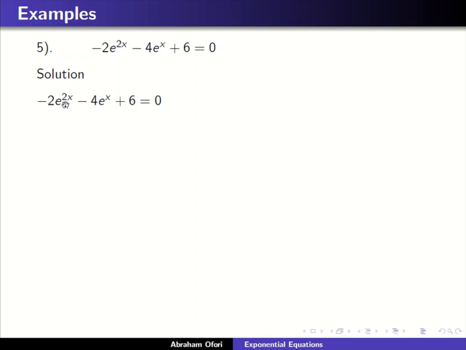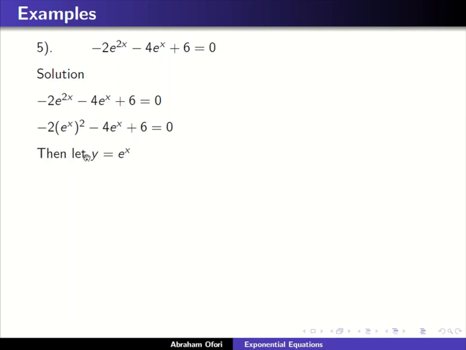But here there is an e to the power 2x. But we can change this to e to the power x to the power something, since we know how to manipulate indices. So this is the same as e to the power x to the power 2. Since in indices, if I have e to the power mn, I can write it as e to the power m to the power n. Same thing applies here. So I change this to e to the power x to the power 2 and write the same thing.